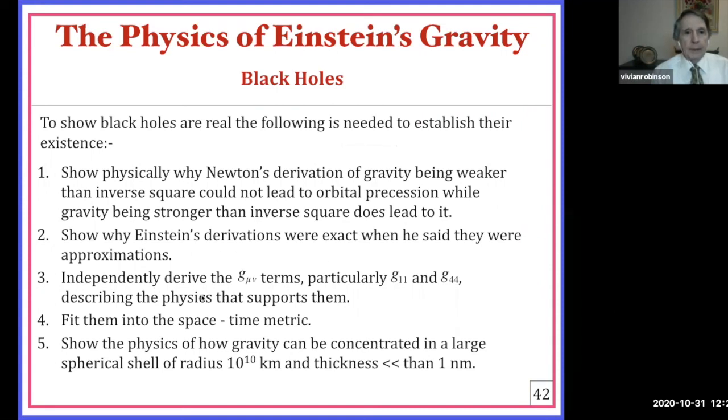They should independently derive the G mu nu terms, particularly G11 and G44, and describe the physics that supports them. They should then fit them into a space-time metric, and then finally show the physics of how gravity can be concentrated into a large spherical shell of radius 10 to the 10th kilometers with a thickness of less than 1 nanometer.